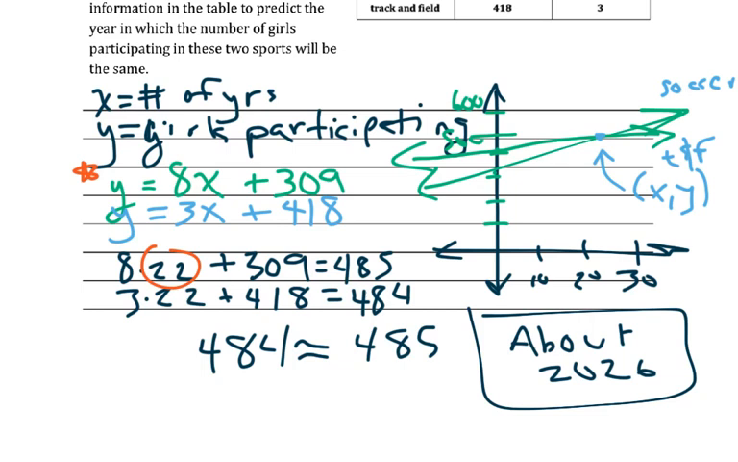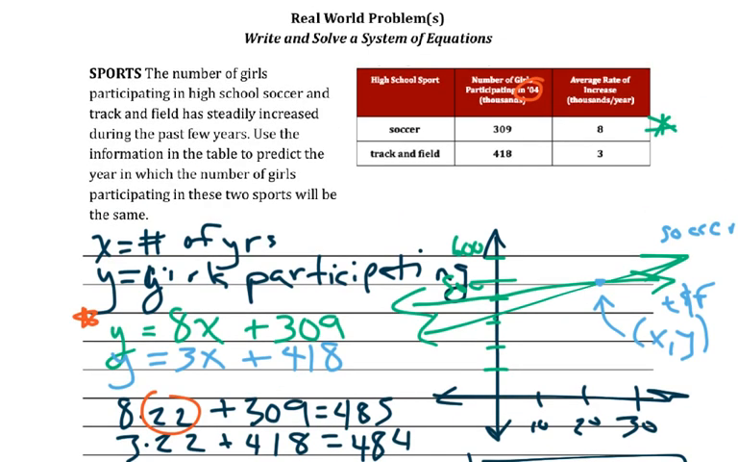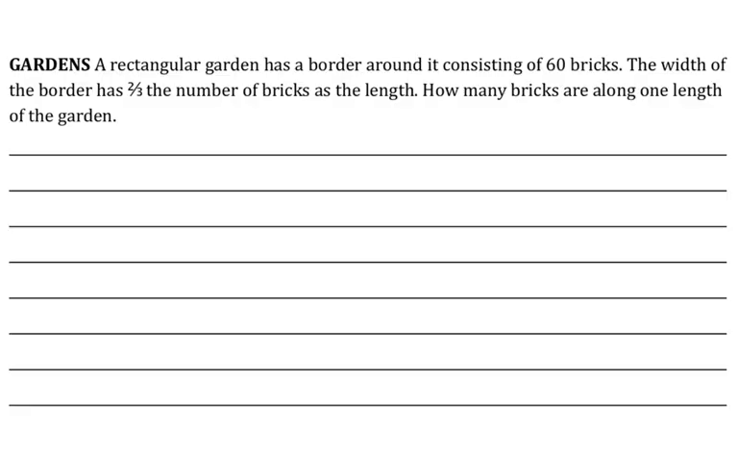So about 2026 is the year that this would be crossing over with each other. But yeah, using graphing as a tool to solve things with very large numbers, you'd usually want to use software. So don't let that beat yourself up if you didn't get as close as I did.